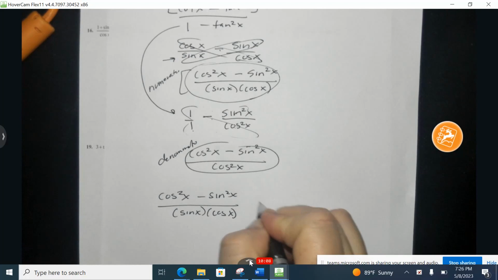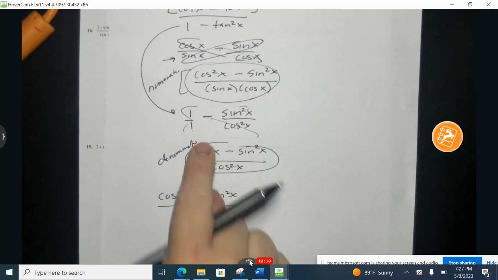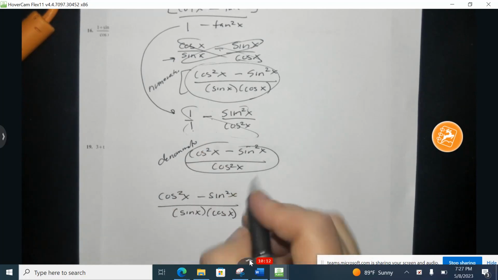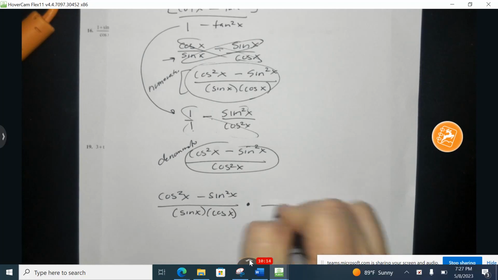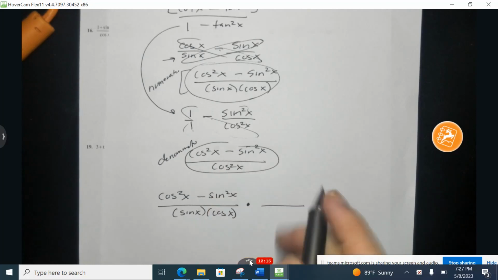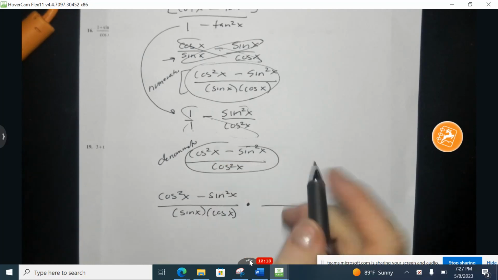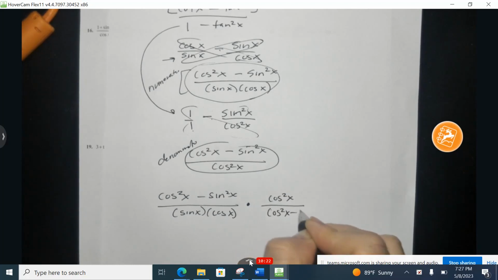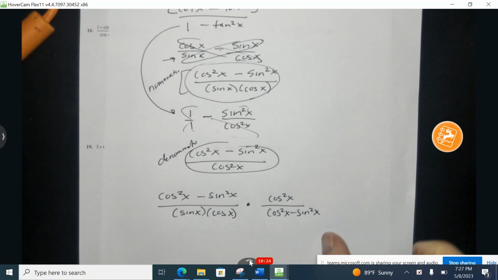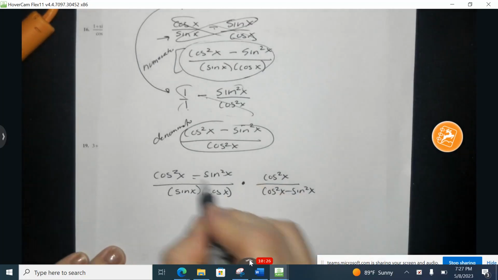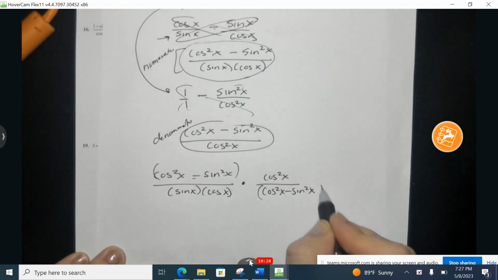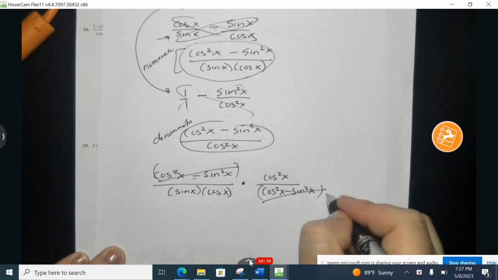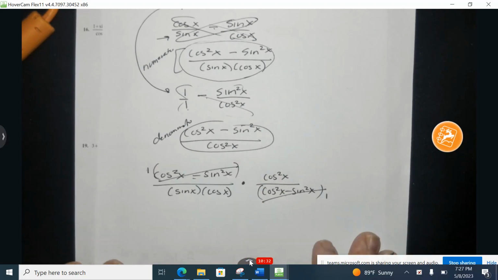So normally I'd write divided by, and I'd put this fraction down. But I know when I divide fractions, really I turn division into multiplying, and I write down the reciprocal. So cosine squared is on top, and cosine squared of x minus sine squared of x is on the bottom. Two I can see are exactly the same groups, so they don't just disappear. Remember, they're going to be simplified to 1.